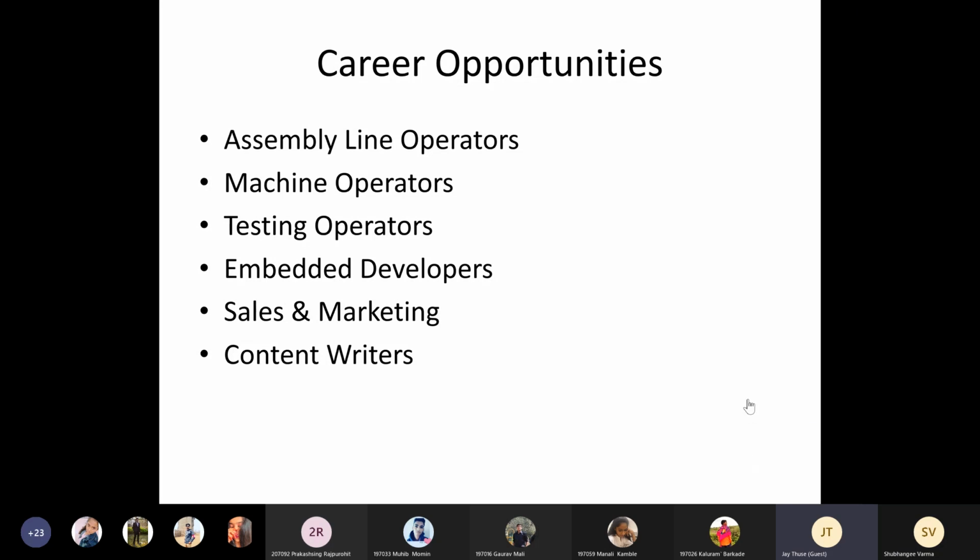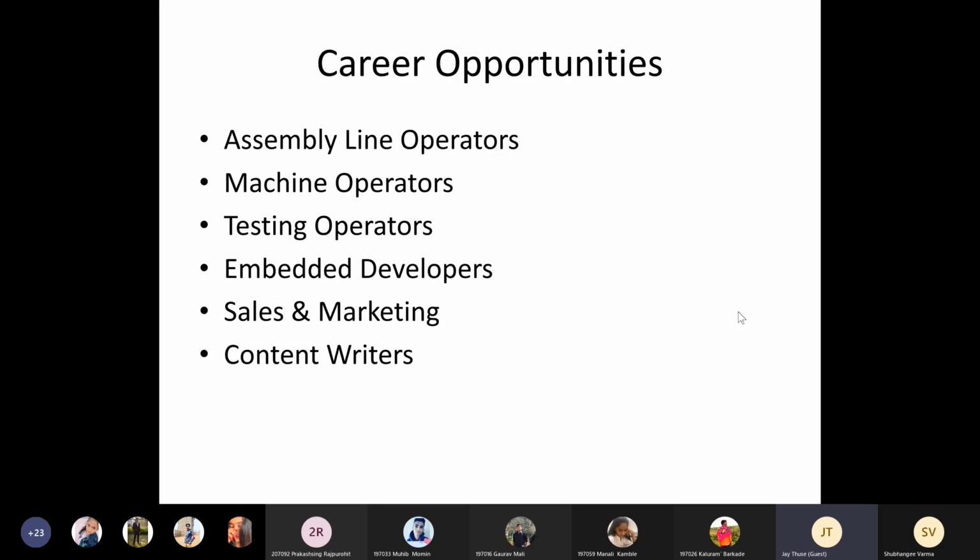That's absolutely fine. So talking about career opportunities, what career opportunities do you get over here? The first you can see is assembly line operator. If you remember a few slides back, we had seen all the machines and all the setup, and there you had seen human operators sitting on the line and getting the assembly done. So that is a career opportunity in this particular industry.